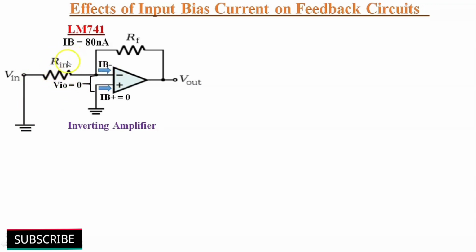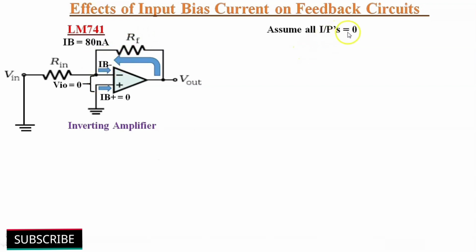So there will not be any current flowing through resistor Rin. All the input current must come from the feedback resistor. And because of this, output voltage Vout is equal to IB minus into RF. So this is the error in output voltage because of input bias current.